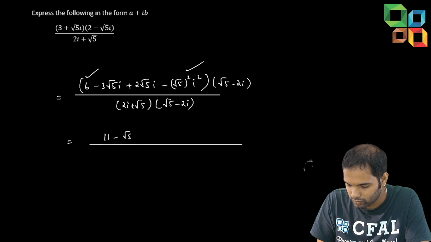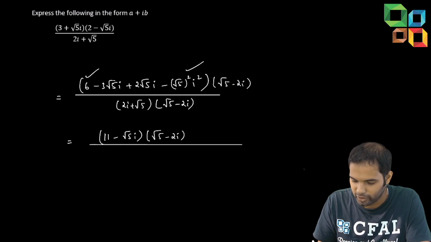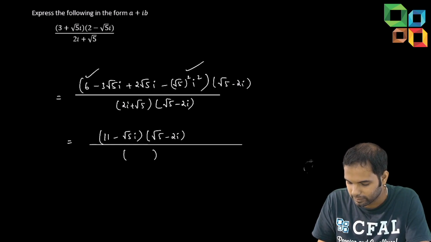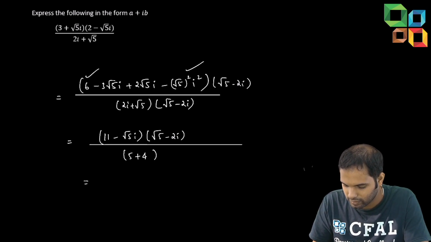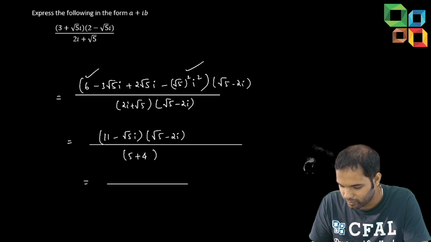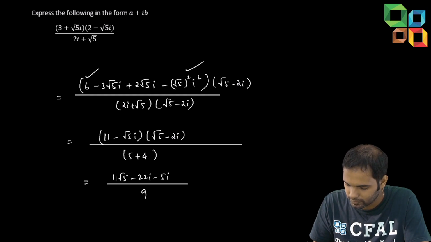minus root 5 i. This into root 5 minus 12. Denominator, because it's conjugate, you already know it's nothing but 5 plus 4, 2 square. Root 5 square is 5. Now, again, multiplication in the denominator gives 9. So 11 root 5 minus 22i. Imaginary part minus 5i and plus 2 root 5.